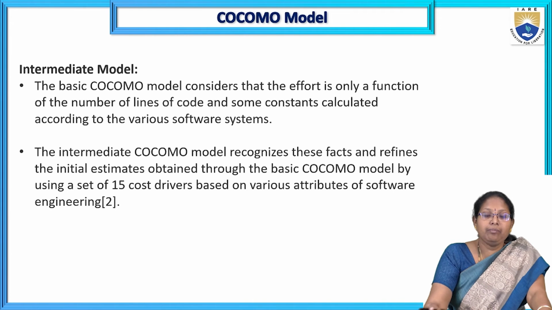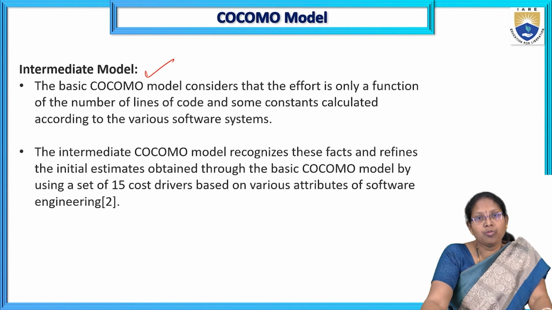Next, let us go to the intermediate COCOMO model. The next kind of COCOMO model is the intermediate COCOMO model. Generally, the basic COCOMO model gives nominal, basic estimations. To get more accurate values in the cost calculation, we use the intermediate COCOMO model. The basic COCOMO model uses only one input, KLOC, so it takes only one parameter and estimates. That is very basic level.